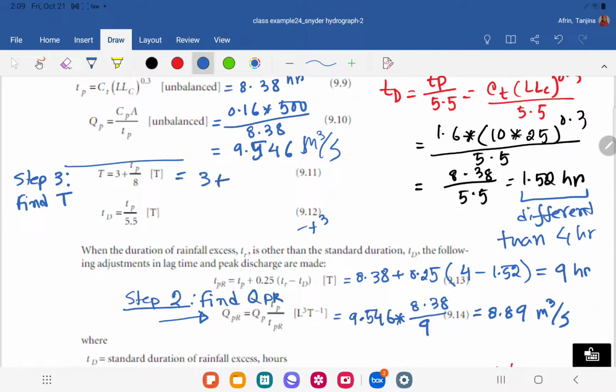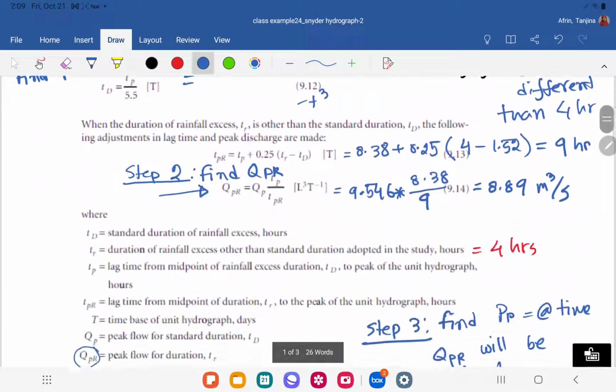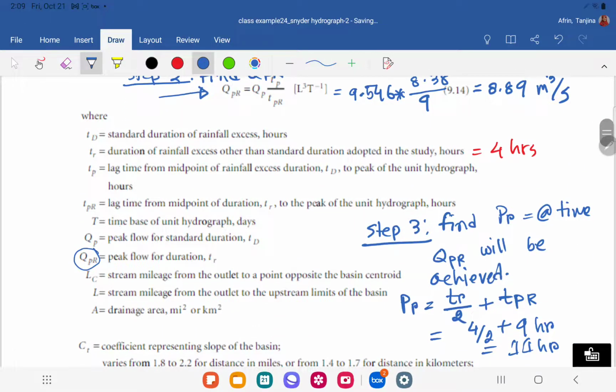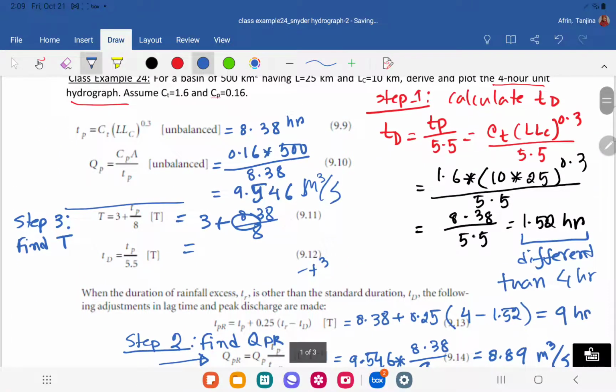Okay, so what was the TP? We got 8.38 over 8. So if we do the calculation, and if you look at the time base of the unit hydrograph, it is in days, but we are plotting in hours, so we will find out in days, which is 4.05 days.